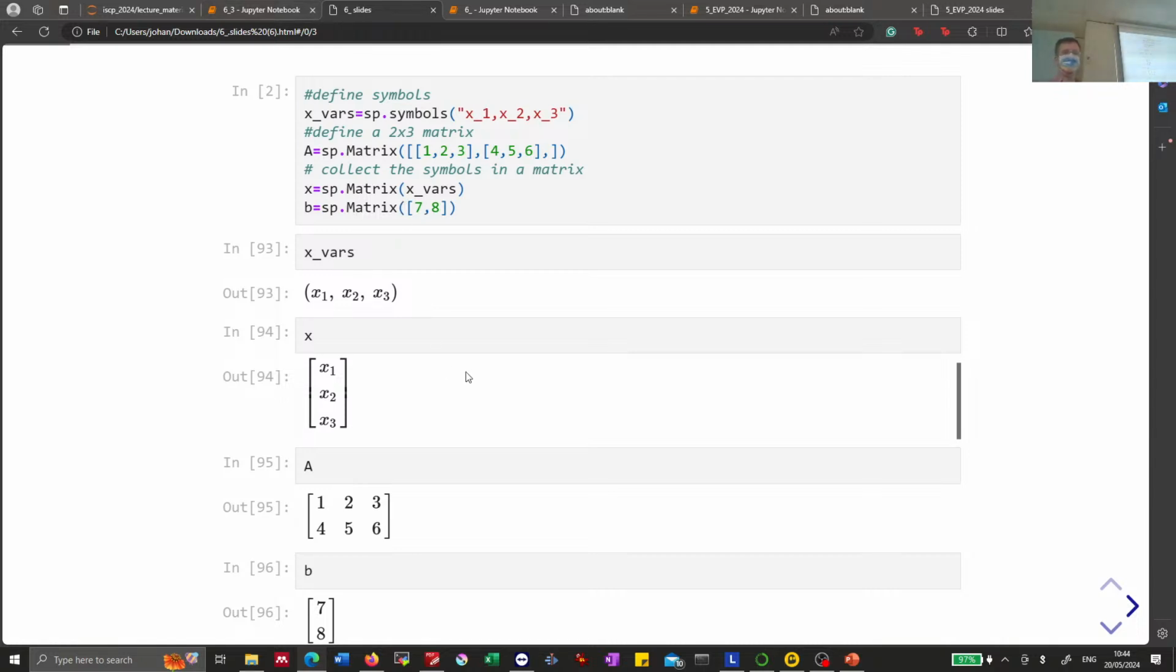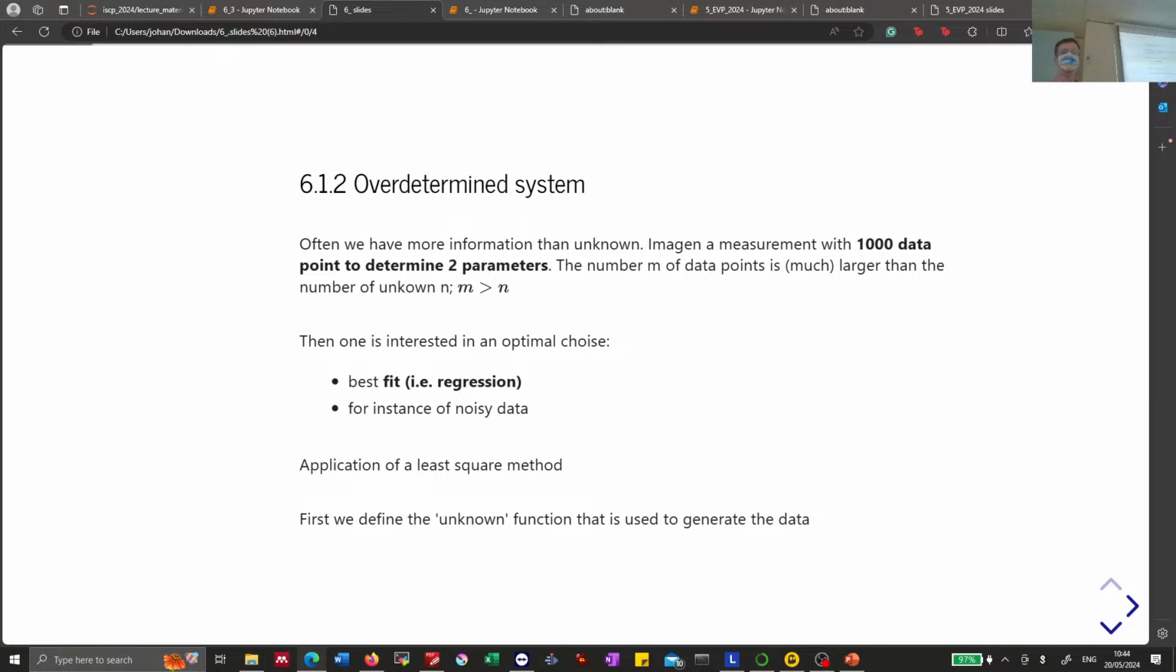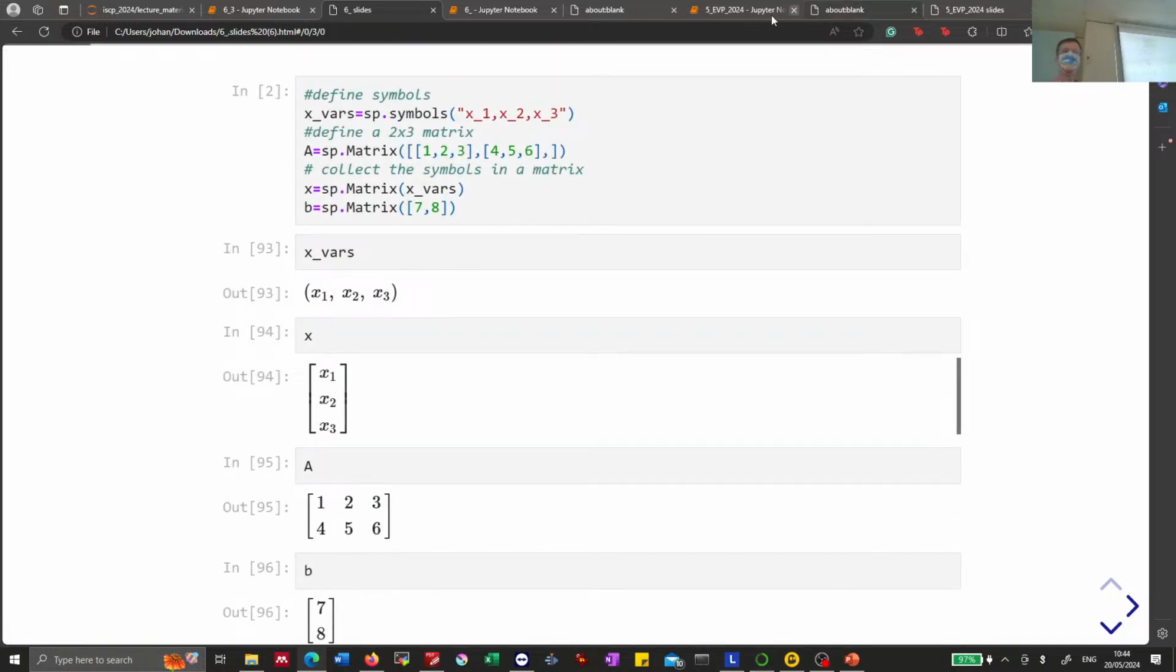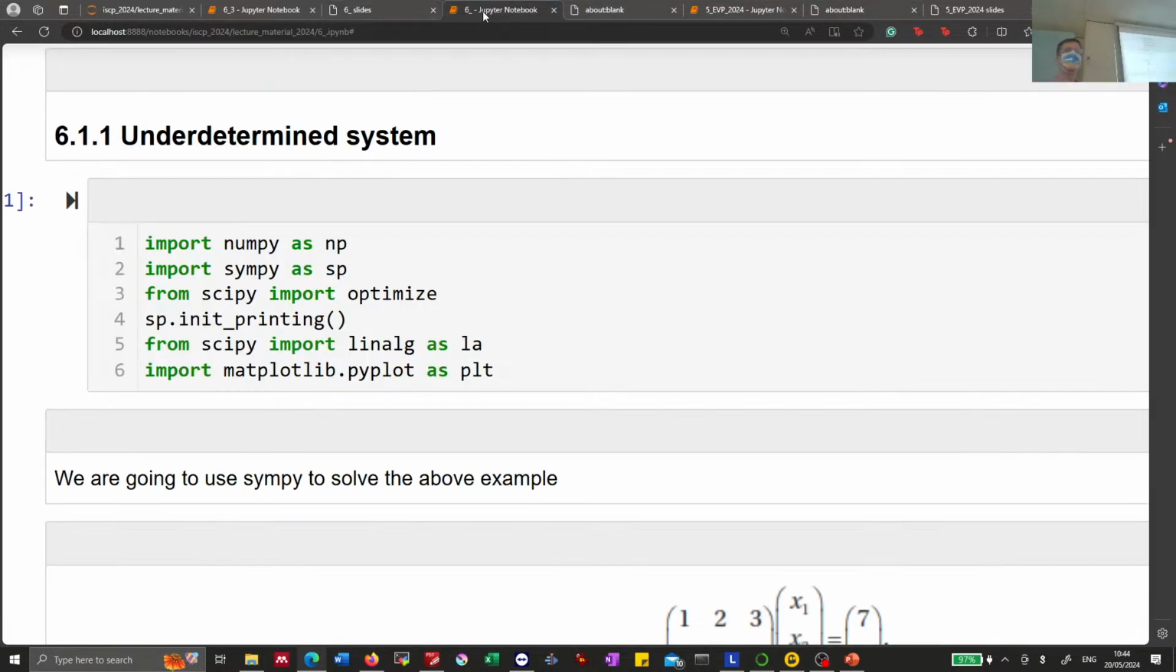Okay, so back to topic, underdetermined systems. Have you seen that in school? Yes, you have, right? Oh, not on my slides.